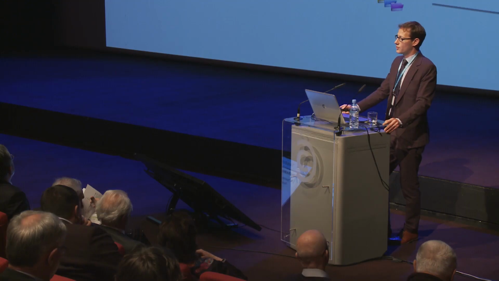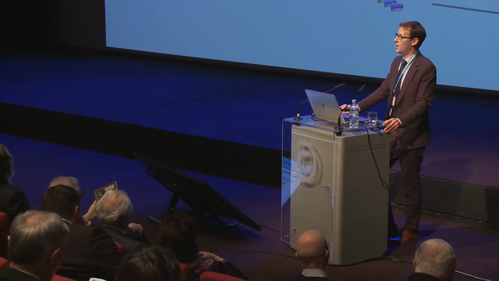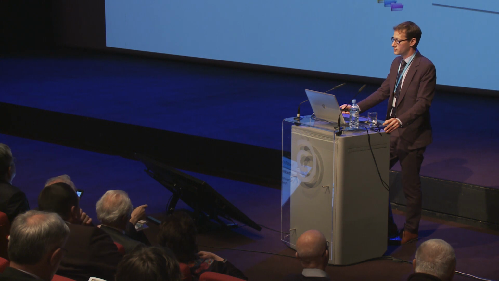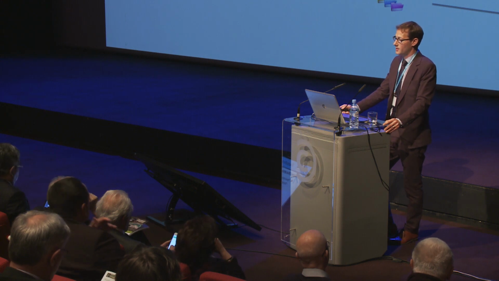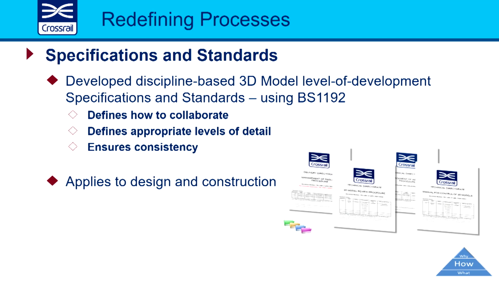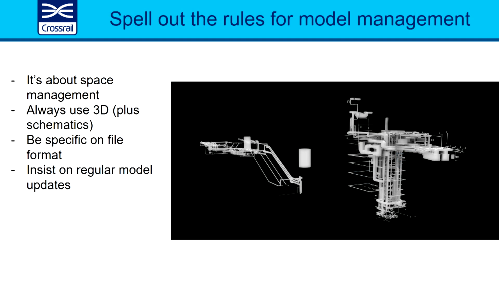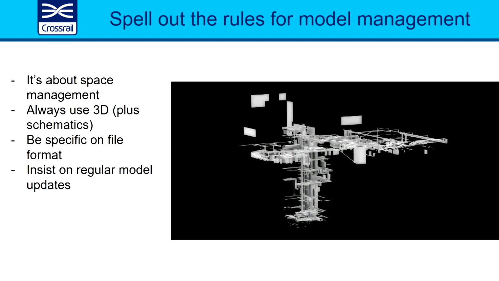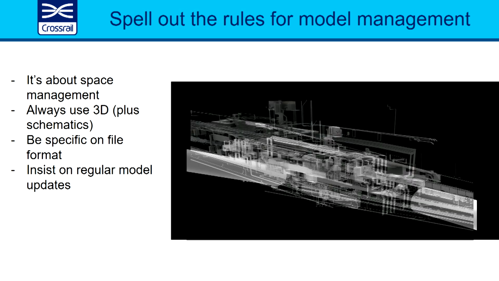So how did we use this data in construction? We again prescribed how people needed to deliver their 3D data. Everything on Crossrail was contractually in 3D, and drawings were cut from that 3D data. So everyone who was working within ProjectWise would see each other's 3D data in real time. And that's all about space management. So it's using 3D models to coordinate.